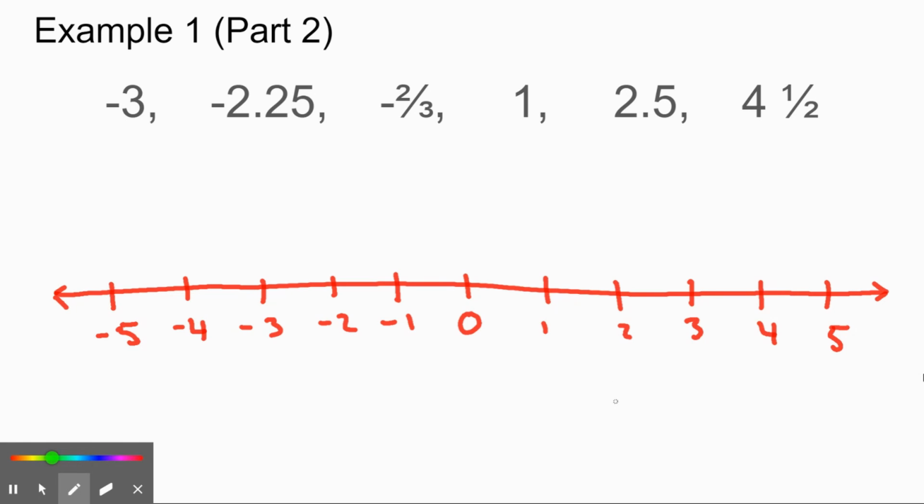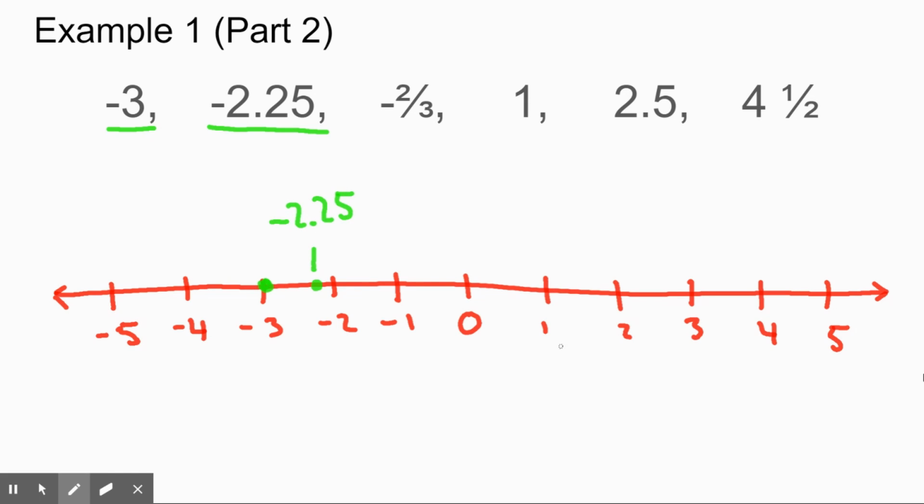So, now we just have to plot them. Negative 3 is an integer, so that's easy enough to find where that should go. So it'll be negative 3. Negative 2.25, that's going to be a little bit trickier. We know it's going to be in between negative 3 and negative 2. And if we think about positive 2.25, it would be closer to 2. Which means negative 2.25 should be closer to negative 2. About there. It doesn't need to be perfect. It just needs to give us the idea.